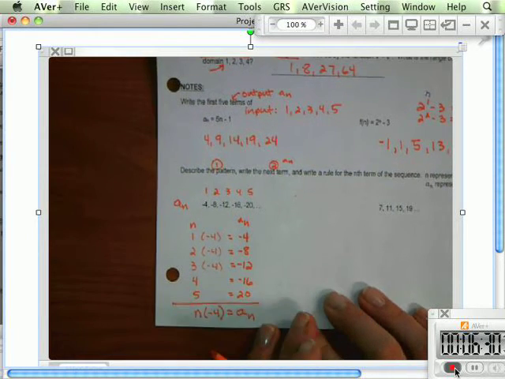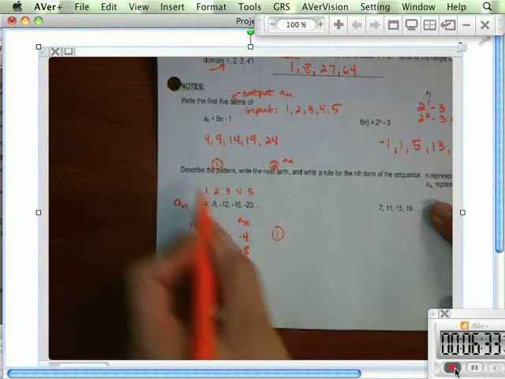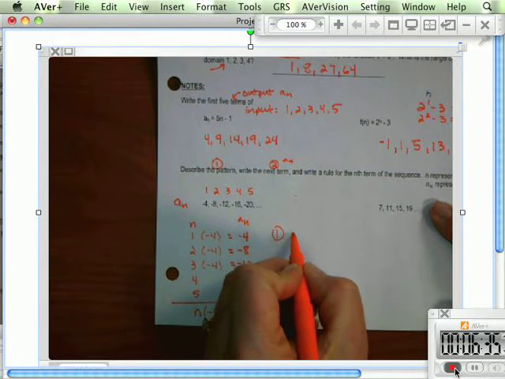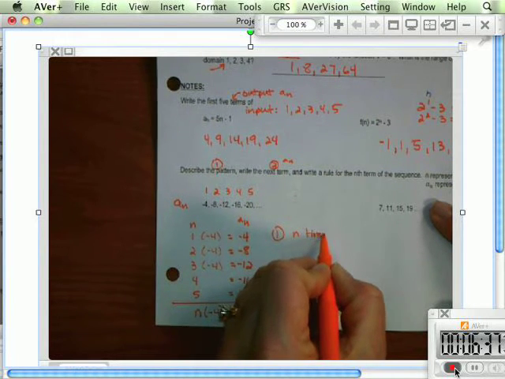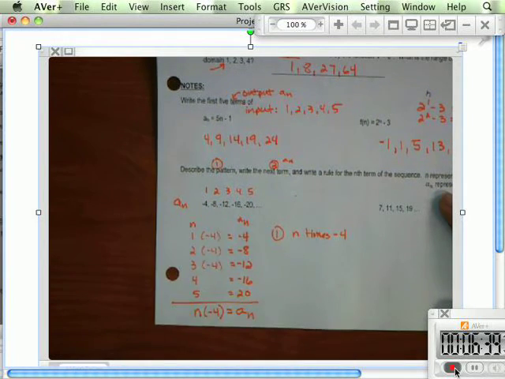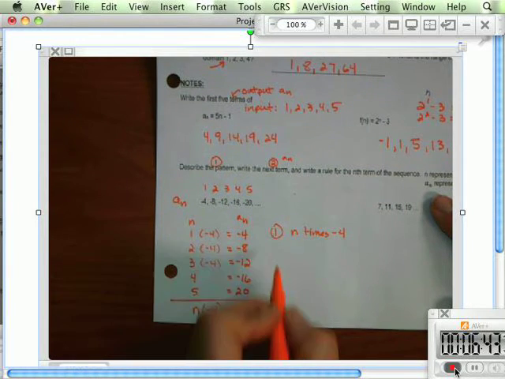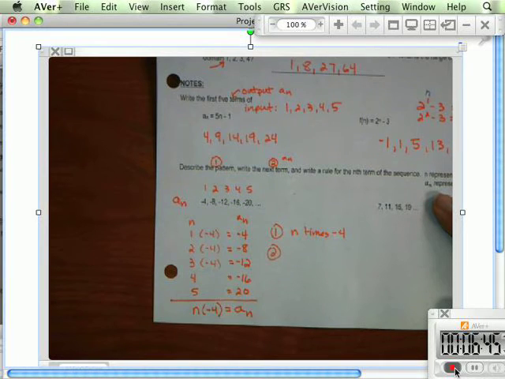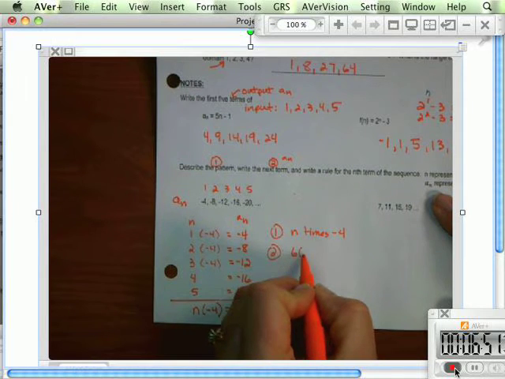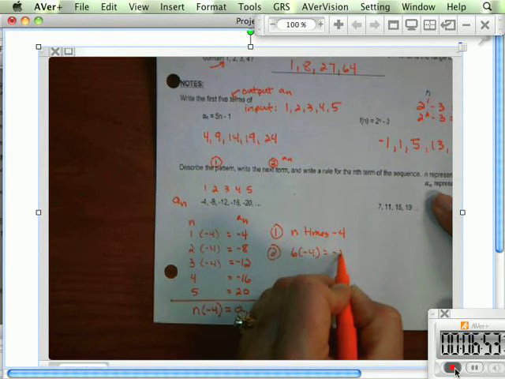Okay? So in words, describe the pattern in words. I'm just going to write n times negative 4. Good enough. That's the pattern. To the next term, if I went up to n equals 6, what would I have? 6 times negative 4, I would have negative 24.